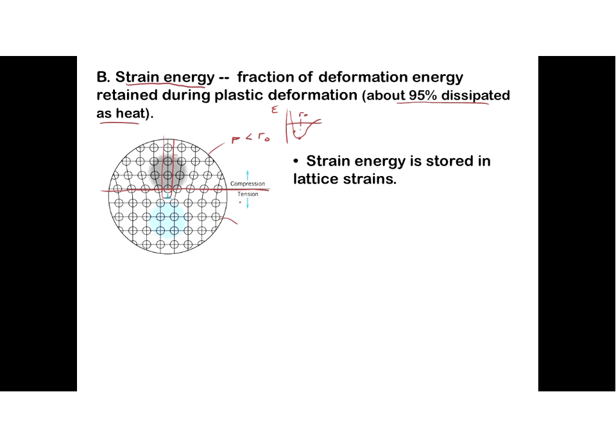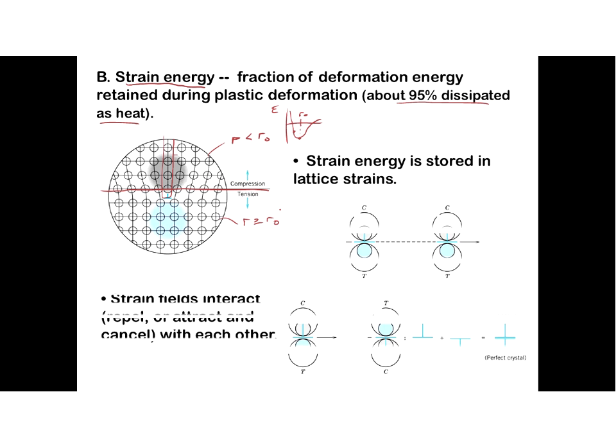On the bottom side here, where the atoms are slightly in tension, each atom is at a distance slightly larger than or equal to the equilibrium spacing. And so this energy is stored in what we call lattice strains. Turns out that these strain fields, which I've shown here in blue and gray, act like electric or gravitational fields in that they can interact with each other, that is, repel or attract or even cancel one another.